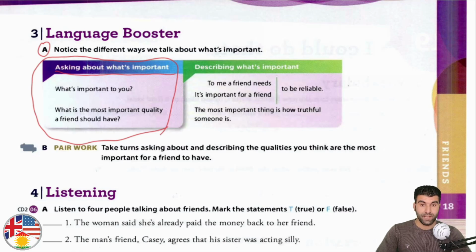For example you can say punctual. What is the most important quality a friend should have.